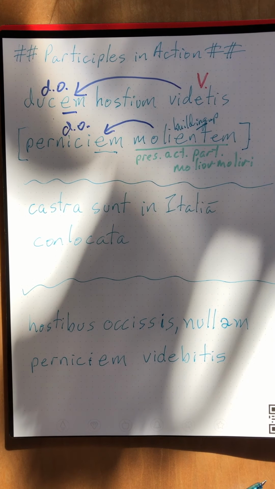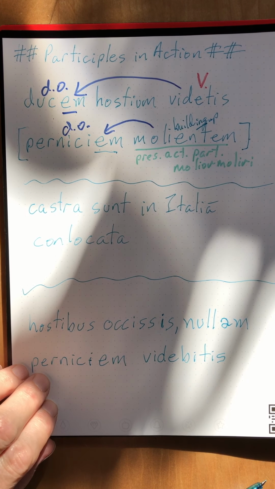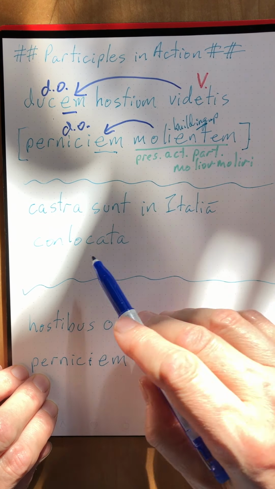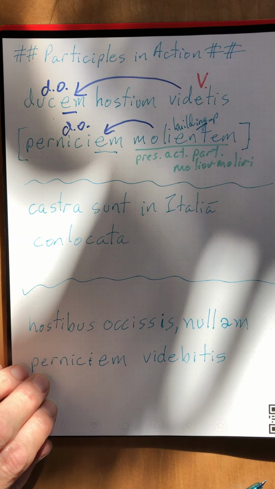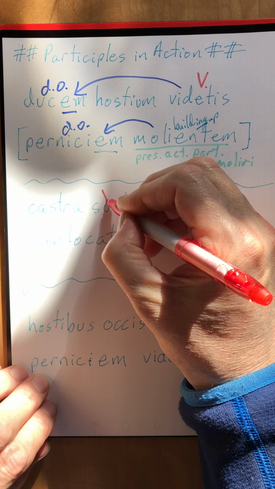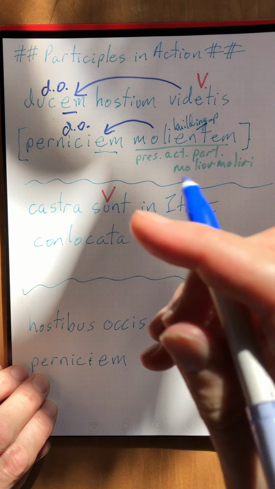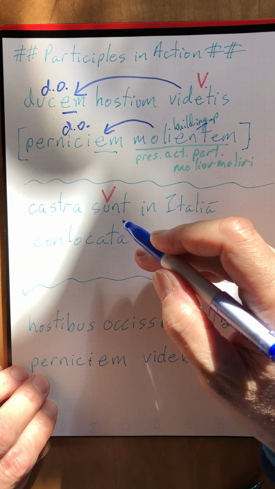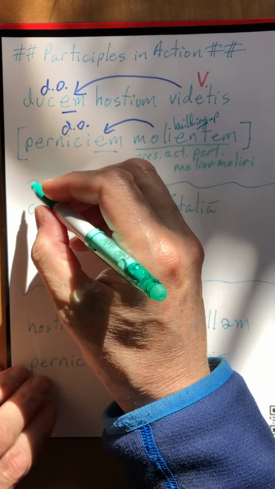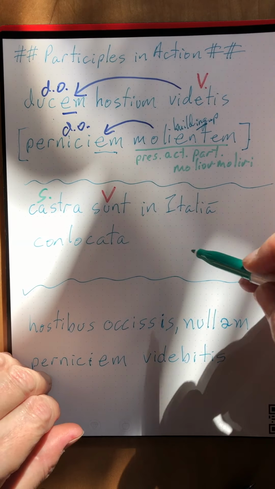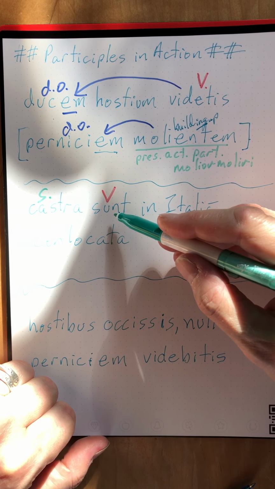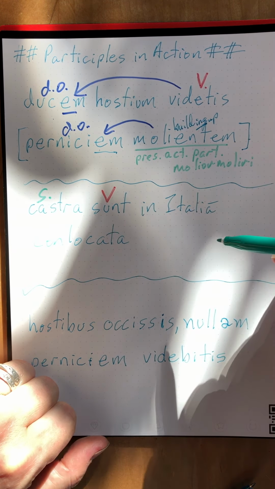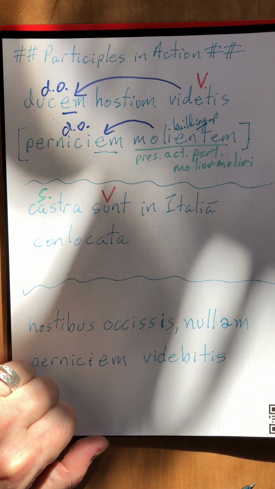All right, let's take a look at another. Down here, we've got camps are in Italy located. Well, that almost translates itself. You can see the verb. Whoop, where's my red pen? Here's your big V right there. And then, well, we don't have a DO because it's a verb to be. Instead, we've got a subject, big S. All right. There are camps. This is the existential version of the verb to be. It expresses existence. It's not a linking verb. In Italy. Okay. Easy enough.